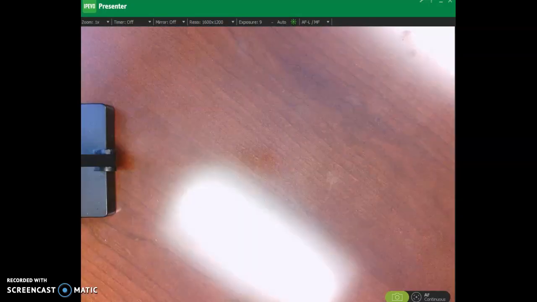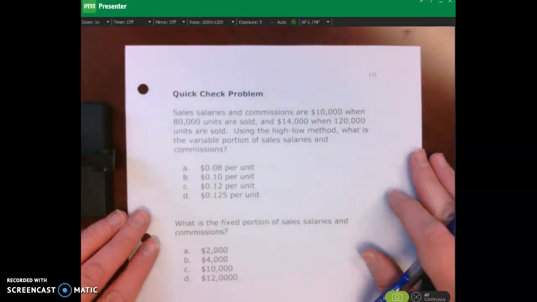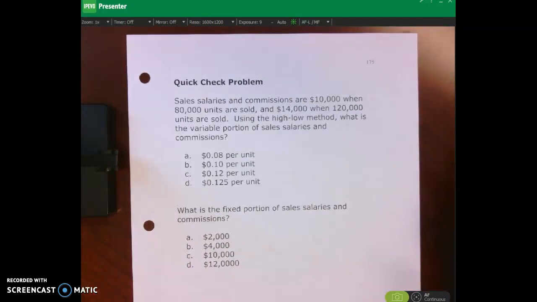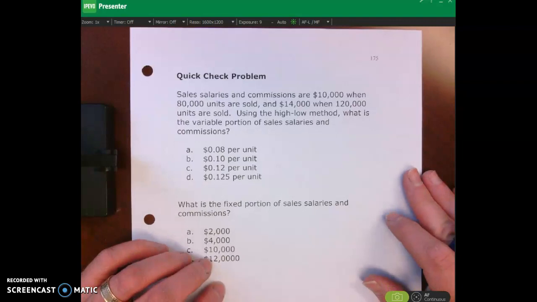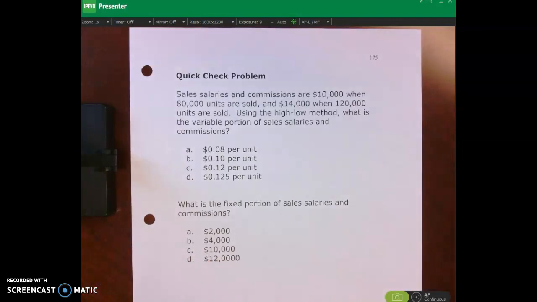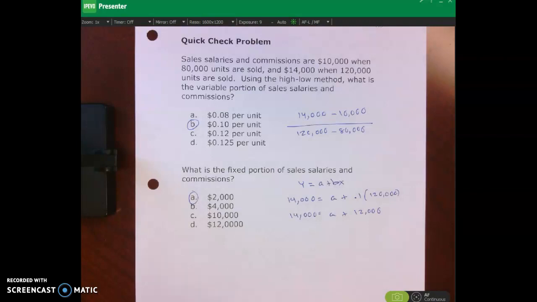There's a blank page there, so let's look at page 175 in terms of these quick check problems. So why don't you go ahead and pause the lecture video, do these two quick check problems, and then we'll review it together. Okay, hello and welcome back. Let's see how you did.